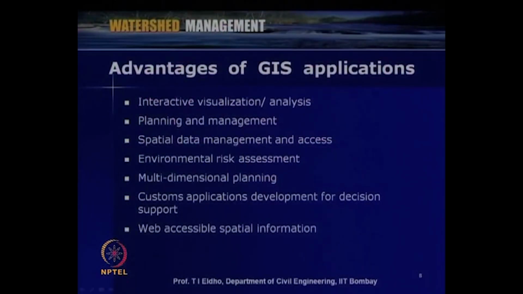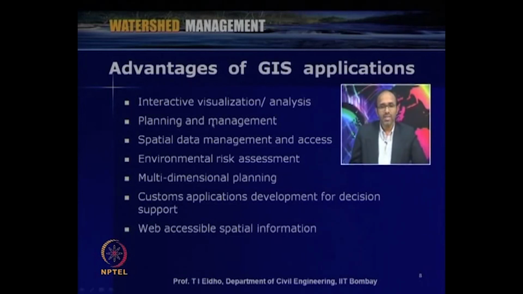So, GIS, first of all, is interactive. We can overlay various maps and then see what is happening. So, interactive visualization and analysis are possible within the GIS. Then we can utilize this GIS for the planning and management of various schemes, just like watershed management plans, the city development plans, like that. Then spatial data management and access. So, we can keep on adding data input to the system, and then we can access it whenever it is needed in various formats.